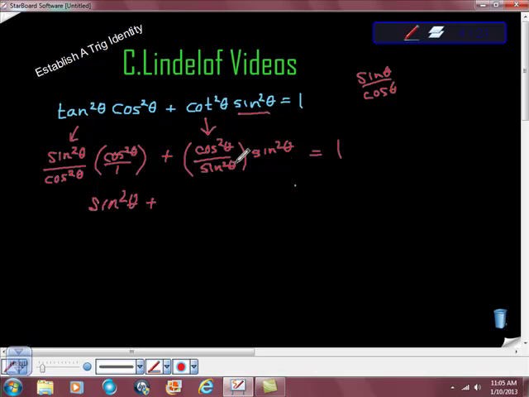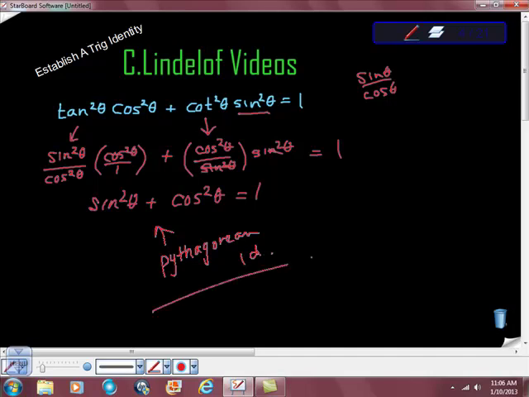Same thing happens here. This side and this side cancel each other, so we get cosine squared theta is equal to 1. And your professor will really appreciate you saying this is true, because I would say this is a Pythagorean identity. All right, so we have proof.